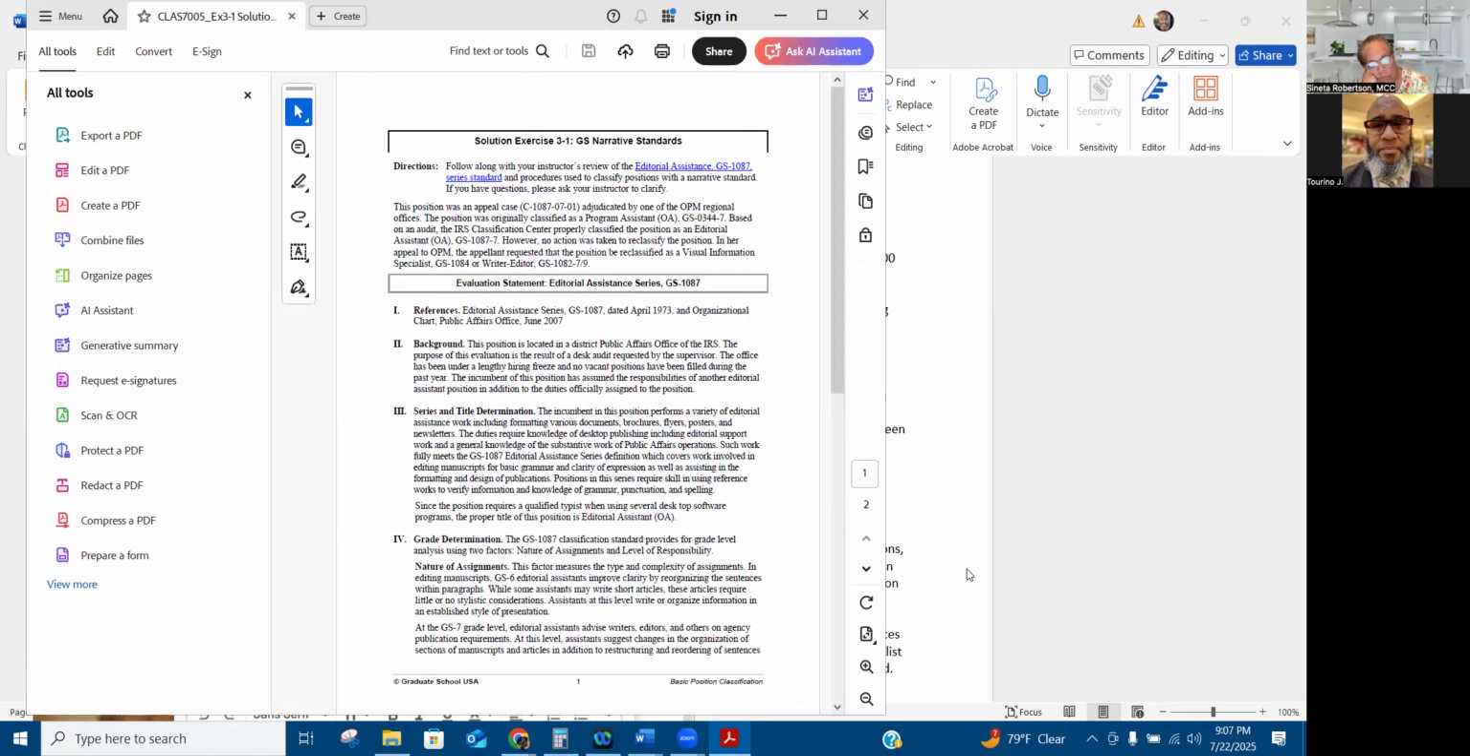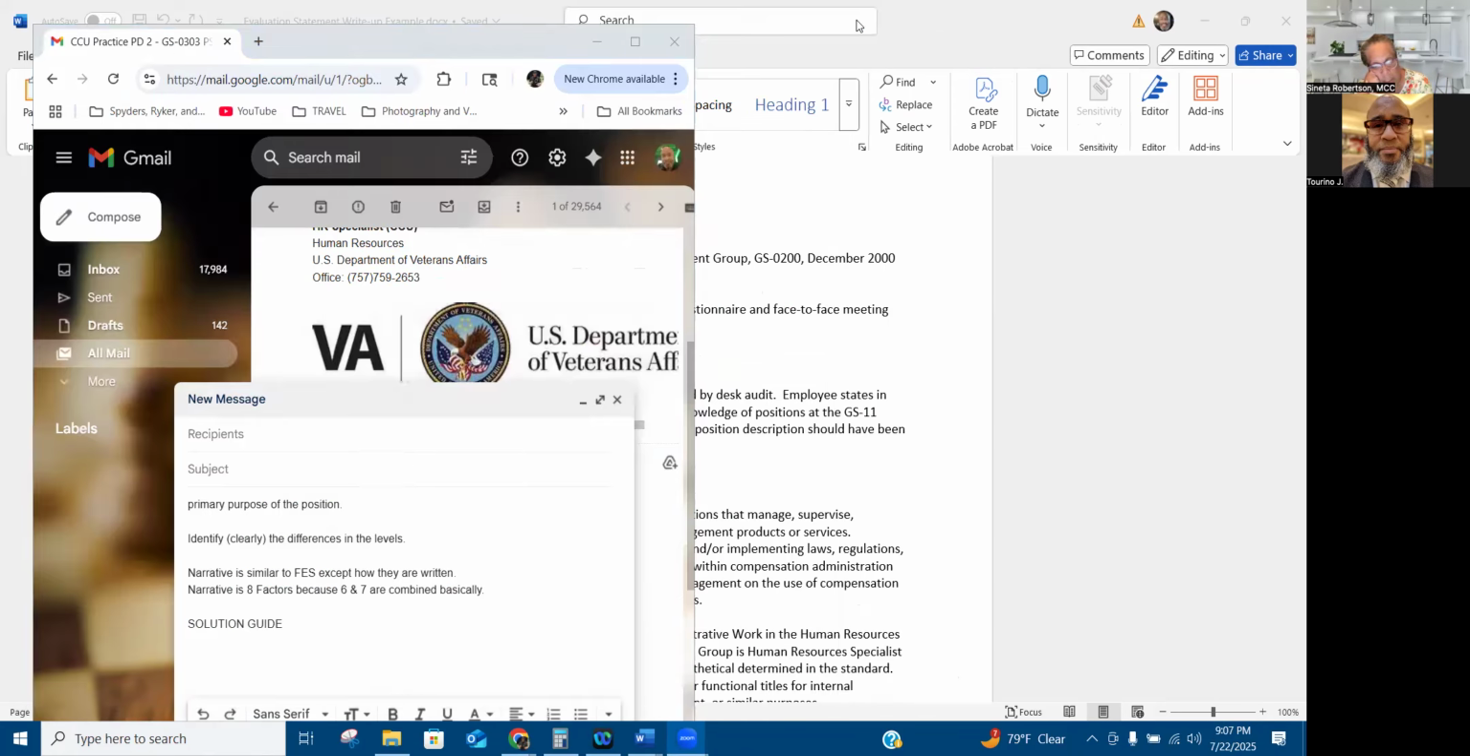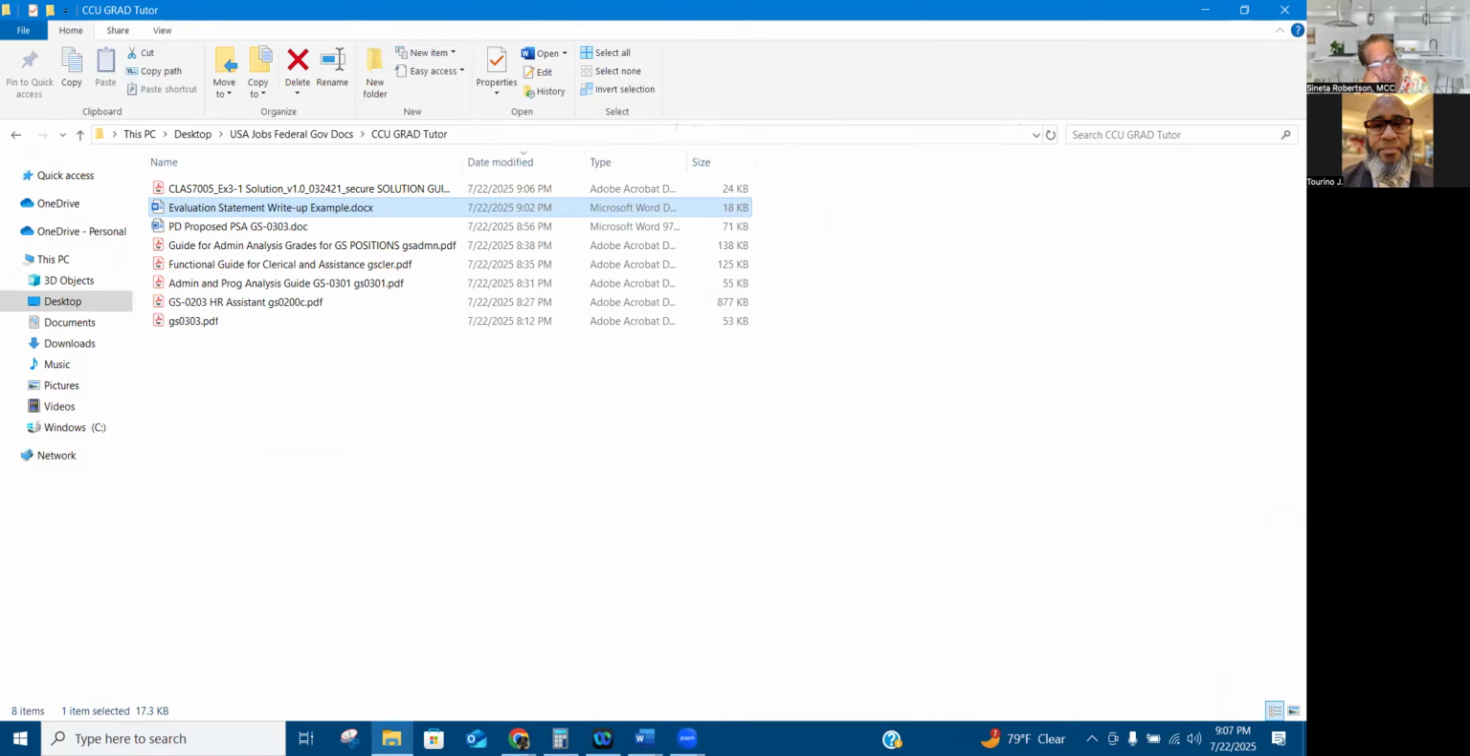Oops, I should probably close this one. So when you get down to 4, grade determination, for the narrative, it talked about the difference in the grade levels for grade 6 and grade 7.